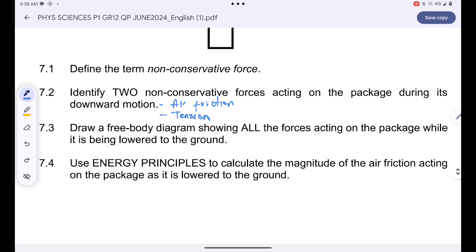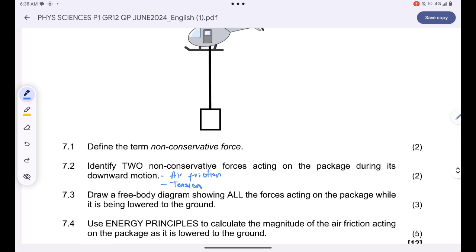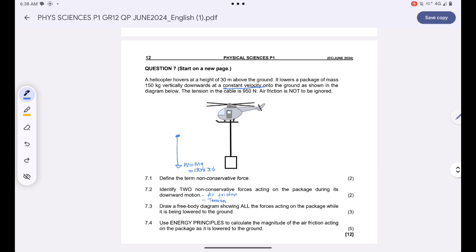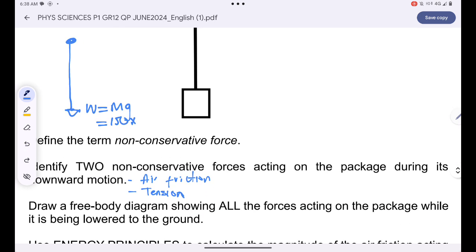We are supposed to draw a free body diagram showing all the forces acting on the package while it is being lowered to the ground. A free body diagram. Okay, we have weight, gravitational force, which is equal to mg. Remember, weight is just 150 multiplied by 9.8. The mass of the package that they are dropping is 150 multiplied by 9.8.